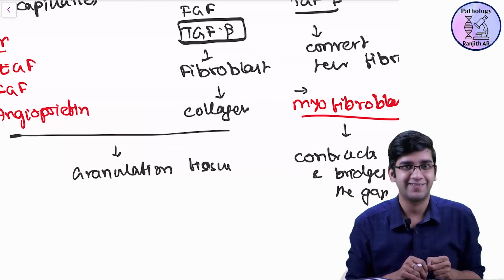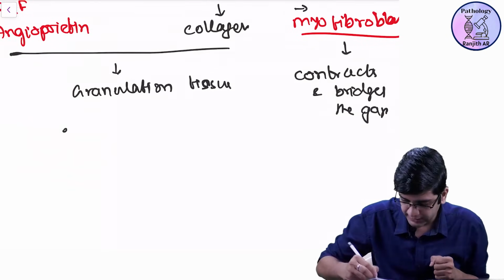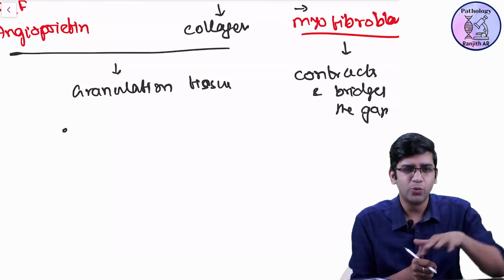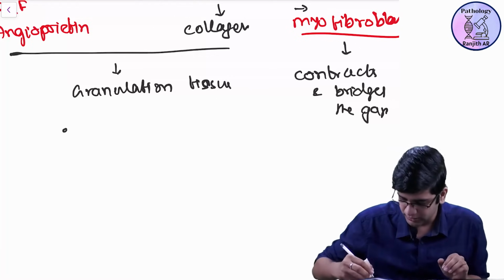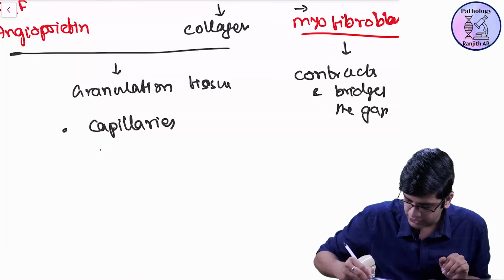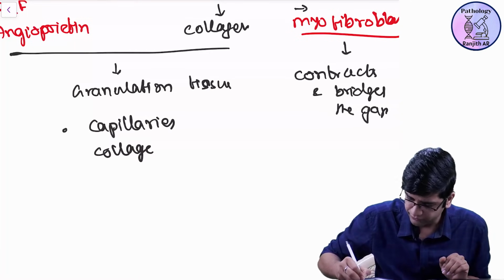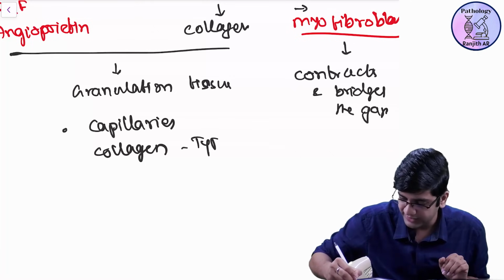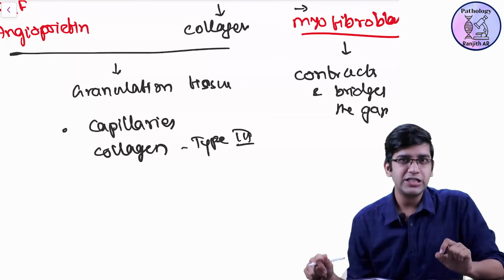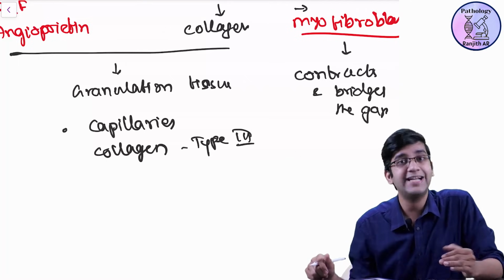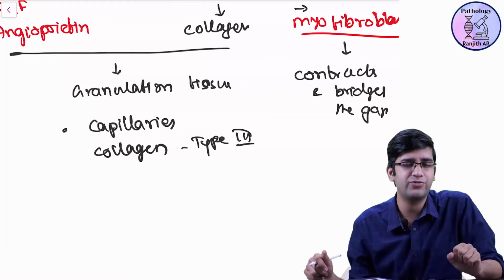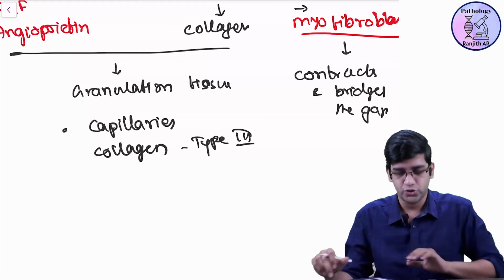I'm not yet done. So what granulation tissue will be there? How will I identify granulation tissue? How will it look? And what are the components in them? Components we know. Capillaries and collagen. We know that for sure. The collagen type is what we need to add. It will be type 3 collagen. Early form collagen, type 3 collagen will be there. Later it will change to another collagen, which we will reach soon. That's how the granulation tissue should be.